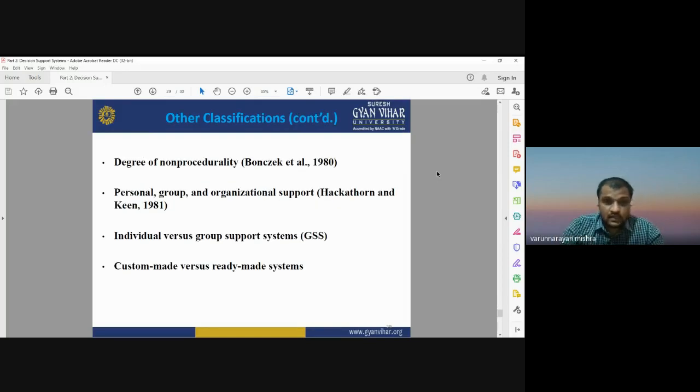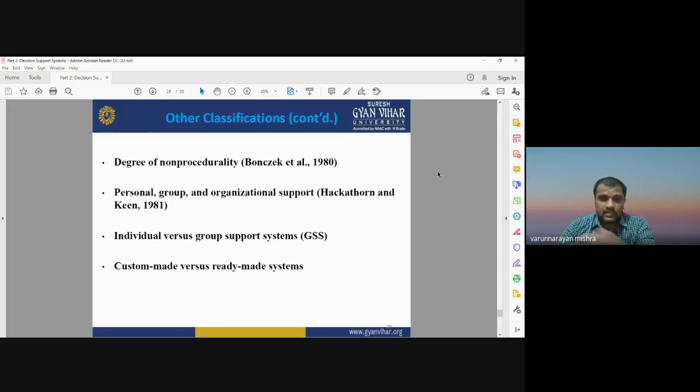Other classifications are also there: degree of non-procedurality, personal, group, and organizational support, individual versus group support, and custom-made versus ready-made systems. So there are different kinds of DSS. Depending on the requirement, you can create any decision support system, but you should have a clear-cut objective. You should know what kind of problem you are dealing with and what your requirement is. Depending on your requirement and your problem, you can use any type of decision support system.